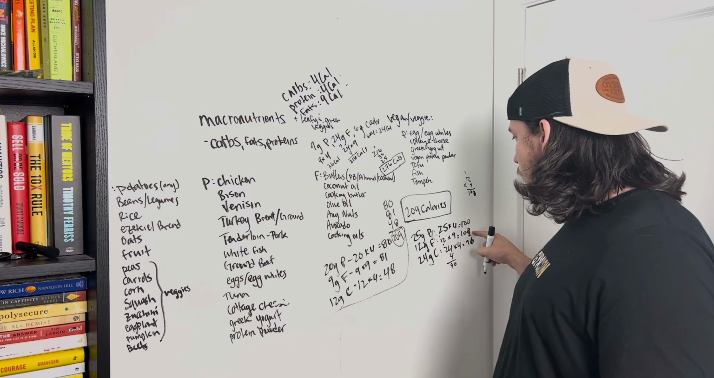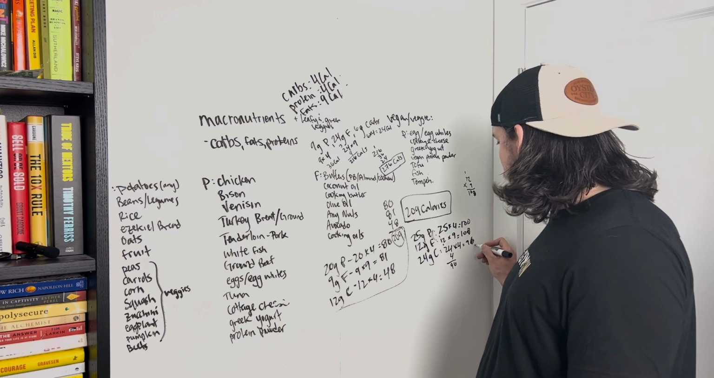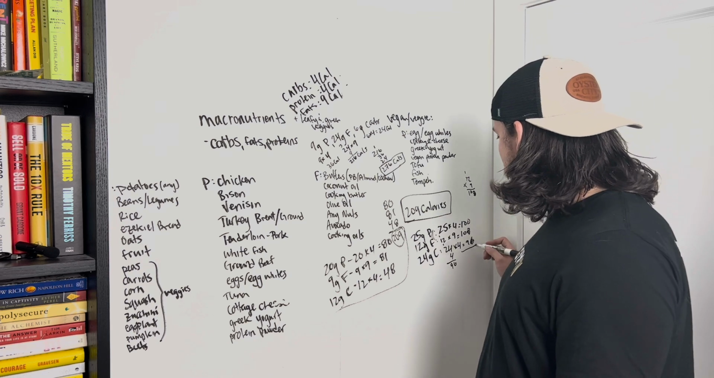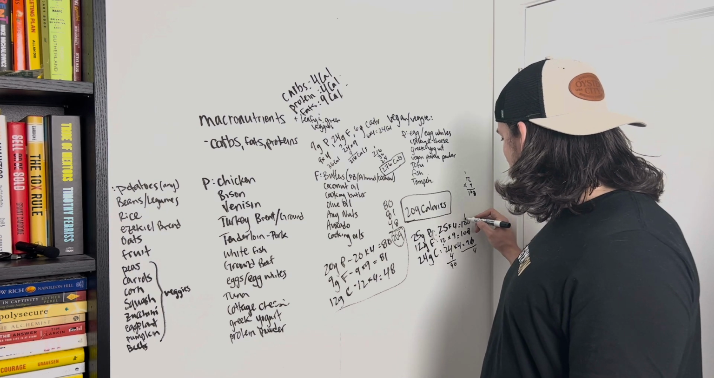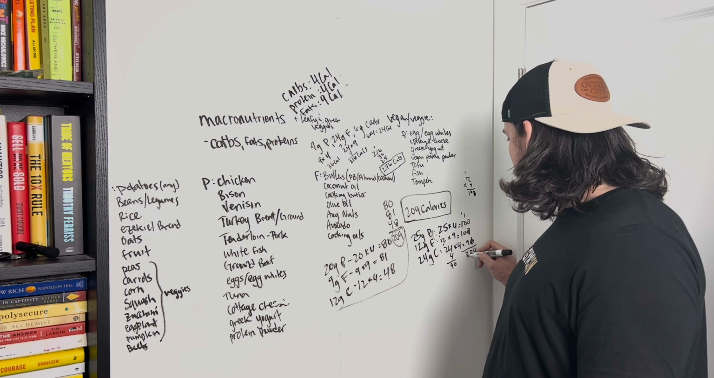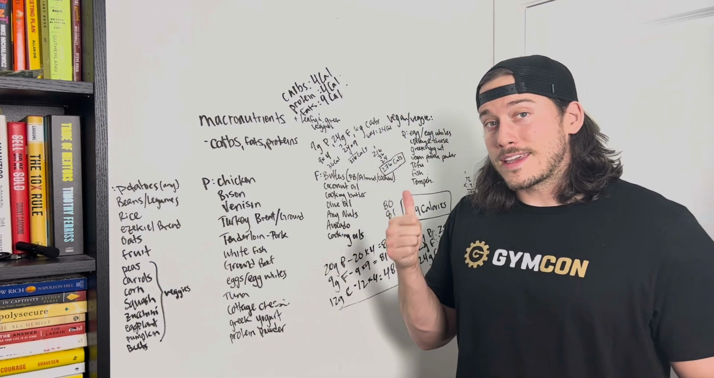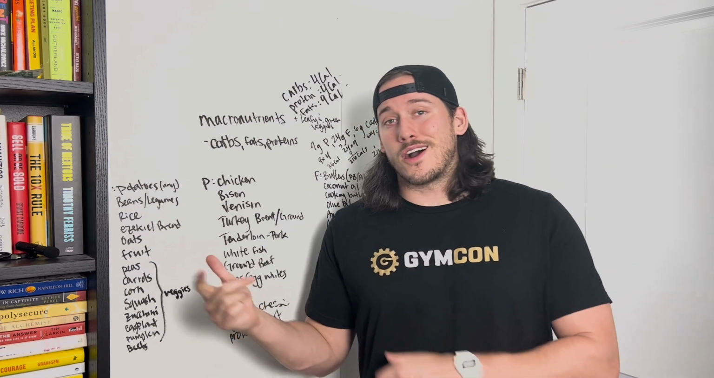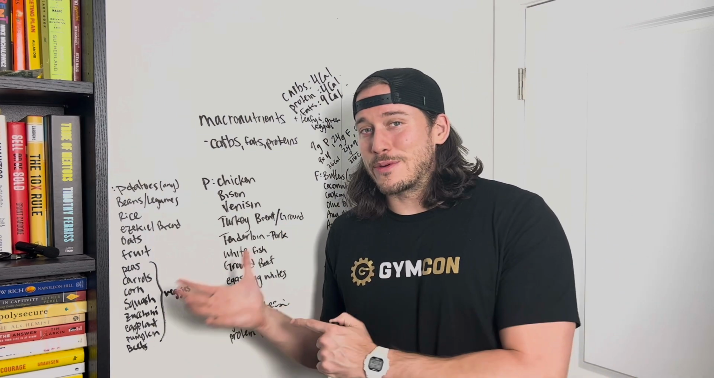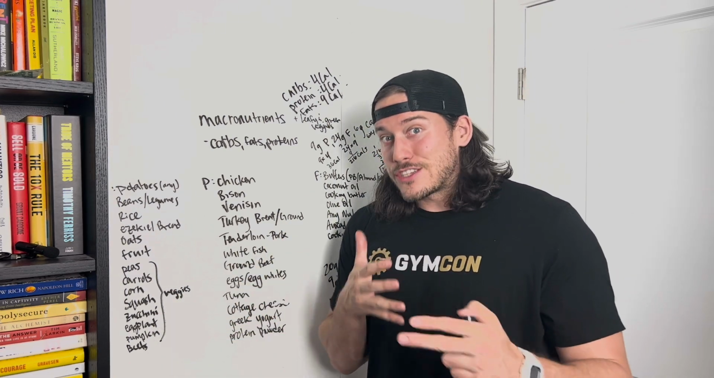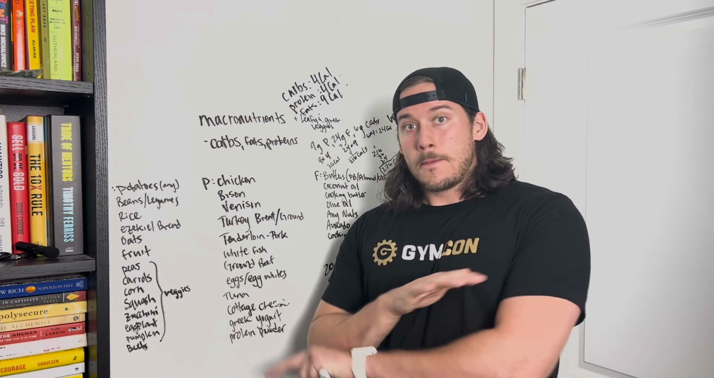All right, so 100 plus 108 plus 96, right? What is that going to be? That's going to be 304 calories. So again, carbs are 4 calories per gram of carbs. Protein is 4 calories per gram of protein. And fats are 9 calories per gram of fat. That's all you need to know.